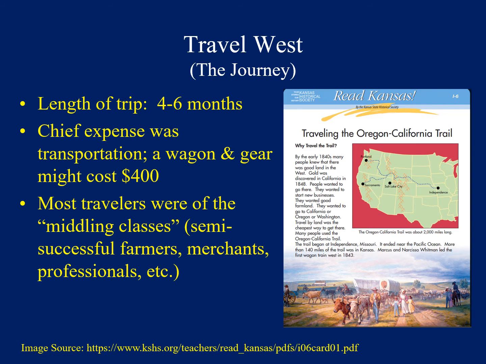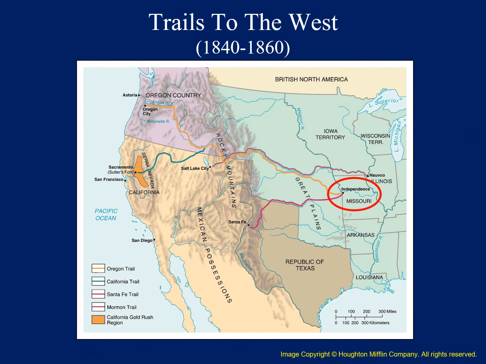The reason why most of the people who traveled on this were in the middling classes is that getting $400 and having enough capital for that really cost a lot of money. So you might see people who were merchants or professionals who might be trying to strike it rich and trying to start a new life by traveling west on these overland trails. Again, here we see this map of the westward trails starting in Independence. You might end up going to Santa Fe or Salt Lake City or Sacramento. And another place would be Oregon City in that Willamette Valley of the Oregon country.